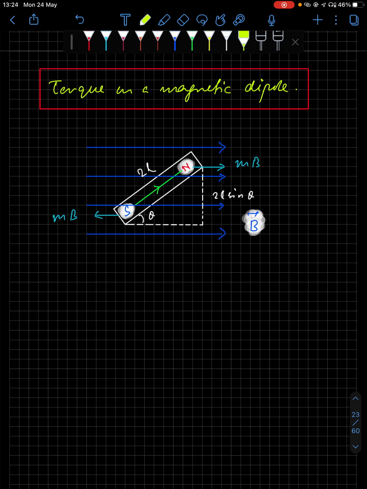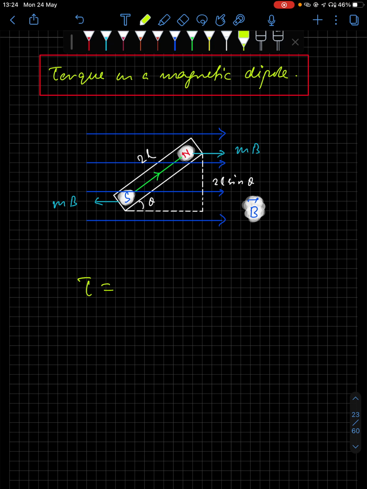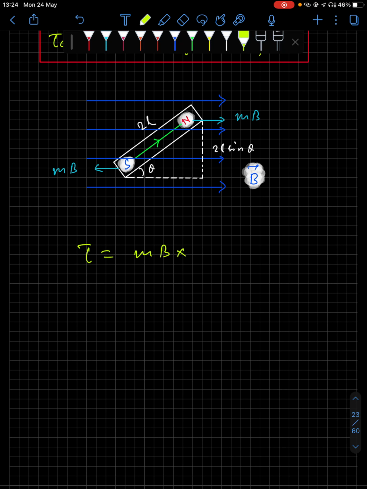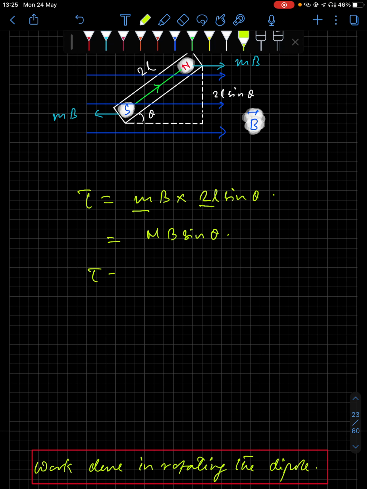So what is the relation for torque? Torque is equal to either force into the perpendicular distance between the forces. So either force, like MB, into the perpendicular distance between the forces, that is 2L sine theta. Now M into 2L you can write down as capital M, which is the magnetic dipole moment, B sine theta. Now in vector form you can write this as M cross B. So this is the scalar relation, and this is the vector relation. This is your relation for torque. The unit is Newton meter. Force is Newton and distance is meter.